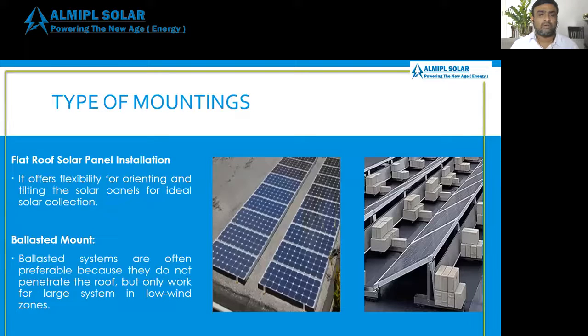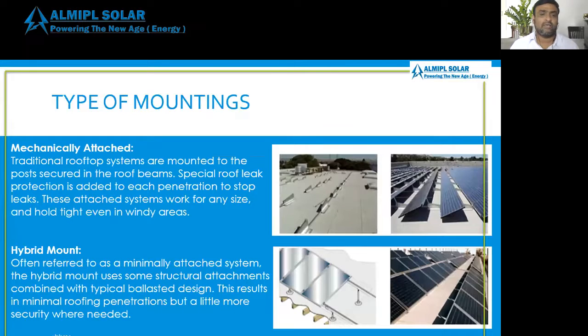Ballasted mount. Ballasted systems are often preferred because they do not penetrate the roof, but only work for larger systems in low wind zones. Mechanical attached type of mounting. Traditional rooftop systems are mounted to posts secured in the roof beams. Special roof leak protection is added to each penetration to stop leaks. This attached system works for any size and holds in even high wind areas.